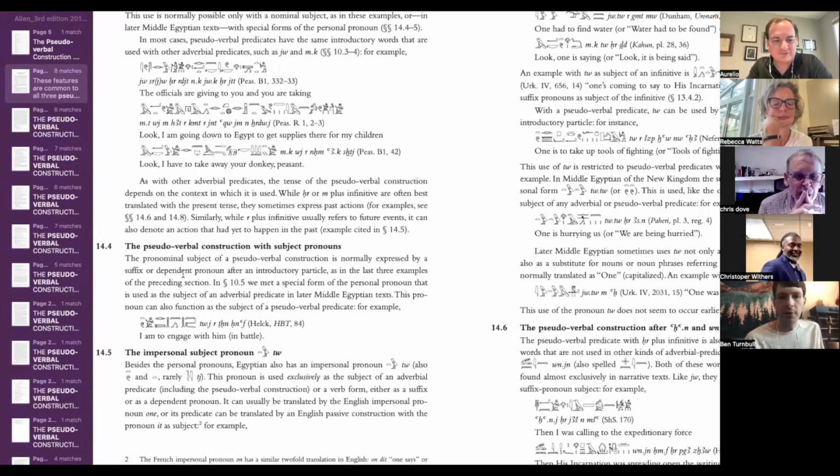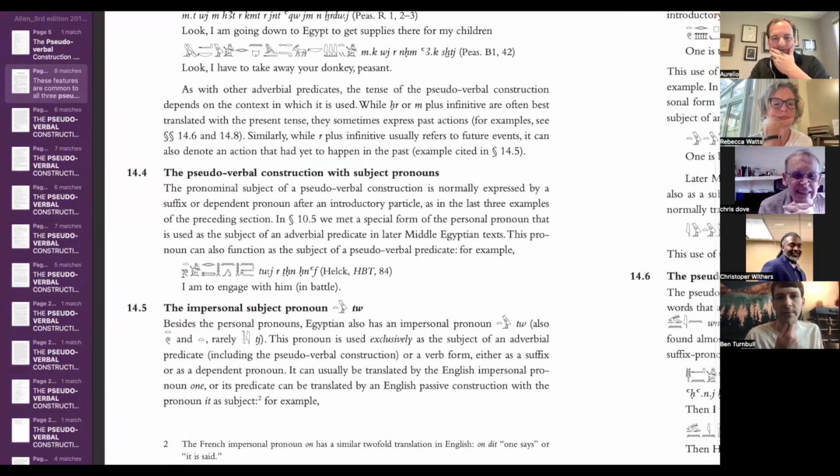Okay, here we go. When you have a moment, I have a question about the different types of pronouns in Middle Egyptian. Let's get there in a moment. Let me just round this one off.